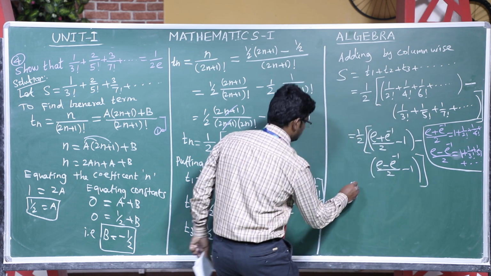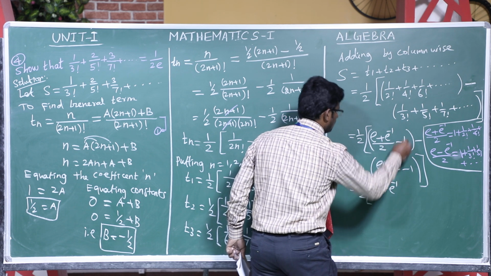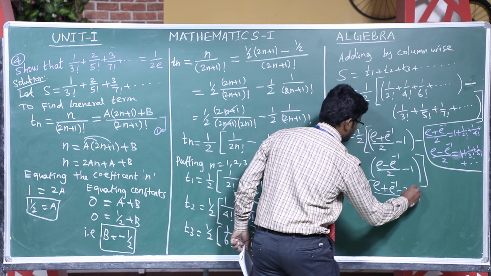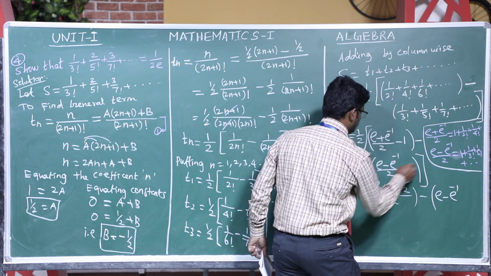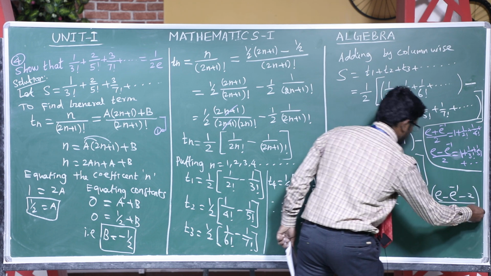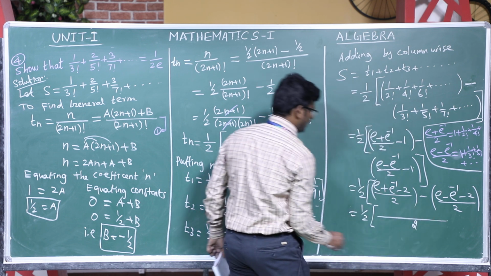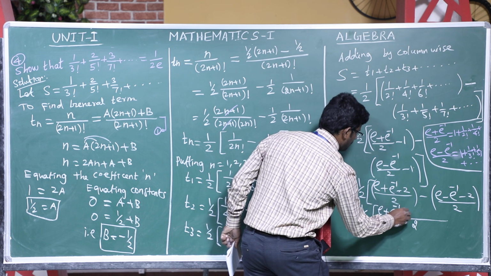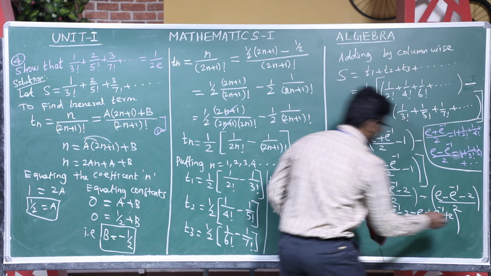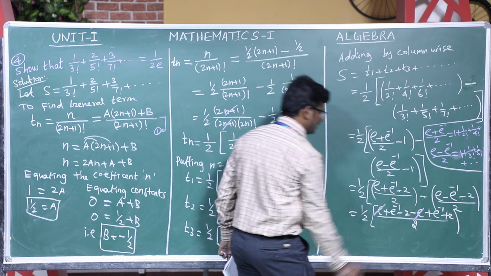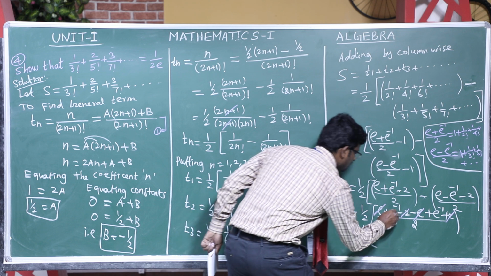Then it is equal to 1 by 2 into, just cross multiply, e plus e power minus 1 minus 2 whole divided by 2, minus, similarly, minus e power minus 1, then the 2 ones are minus 2, divided by 2. 2 is common for the denominator: e plus e inverse minus 2 minus e, minus into minus plus e inverse, minus into minus plus 2. See, e minus e cancel, plus 2 minus 2 cancel. What remains is 1 by 2 into e inverse plus e inverse.